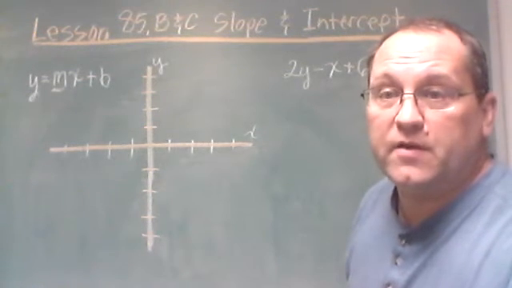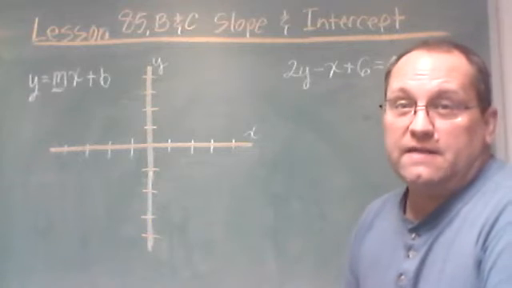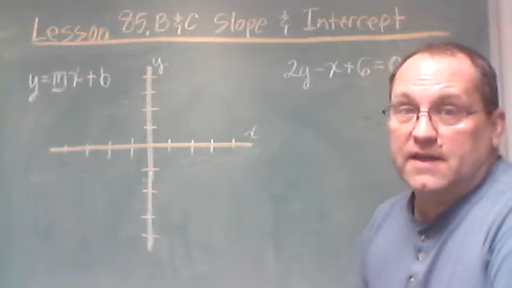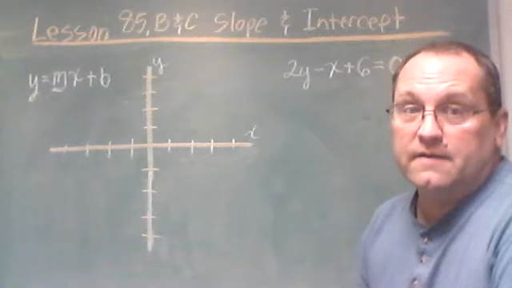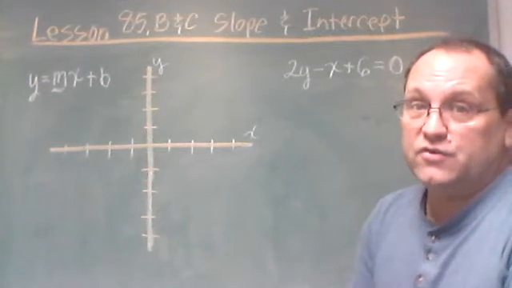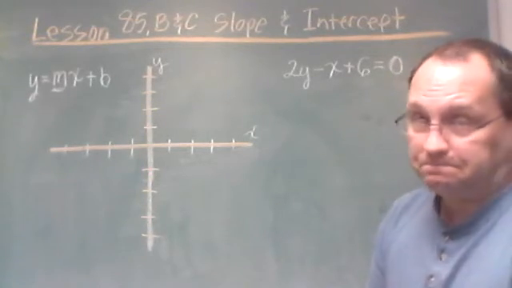Hi, this is a supplementary math lesson for Algebra 1, Lesson 85B and C in your textbooks: the slope and the intercept of a line in the general form of the equation of a line. We introduced that topic yesterday.